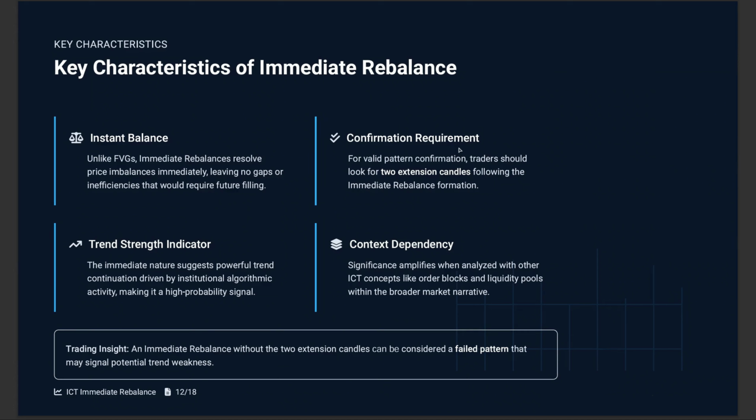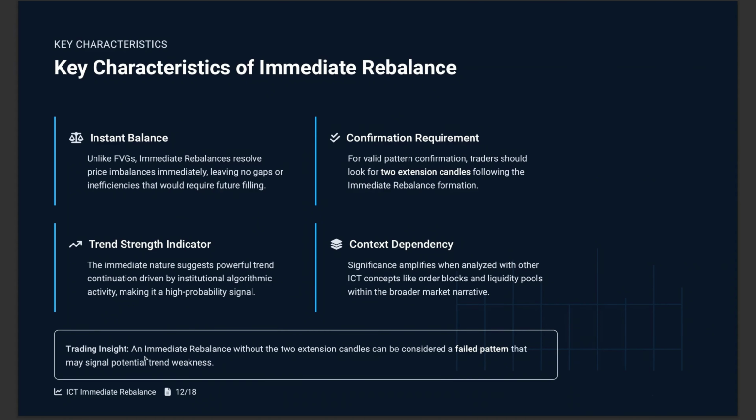Next is confirmation requirement. For a valid pattern confirmation, traders should look for 2 extension candles following the immediate rebalance formation. And last, context dependency. Significance amplifies when analyzed with other ICT concepts like order blocks and liquidity pools within the broader market narrative. So pairing immediate rebalances with other stuff, guys, really makes this thing even more powerful.